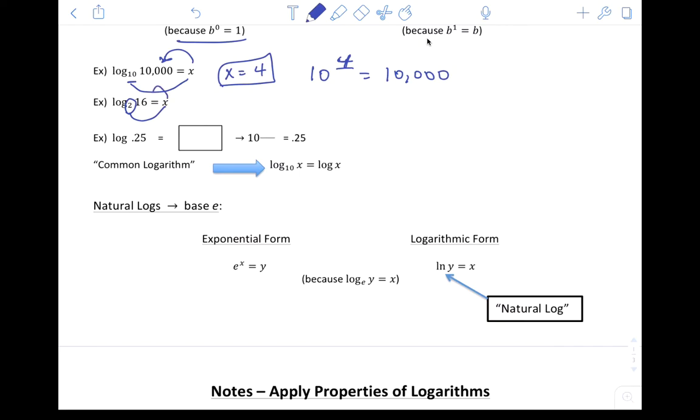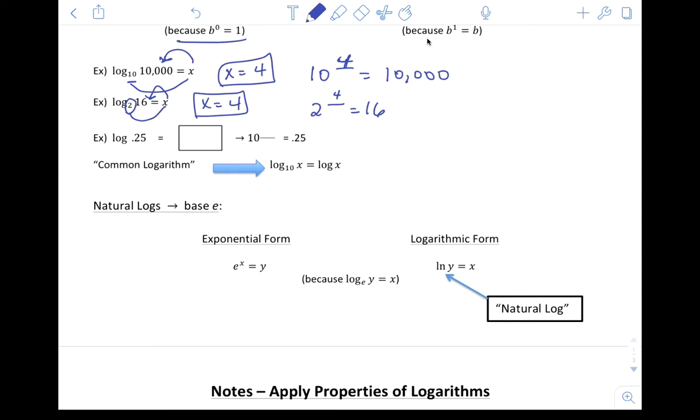Same is true for right here. 2 to the what equals 16? Well, 2 times 2 is 4, times 2 is 8, times 2 is 16. That makes 4 times total. So what's my x? My x is 4. The log base 2 of 16 is 4. That's how you say it. Log base 2 of 16 equals 4.